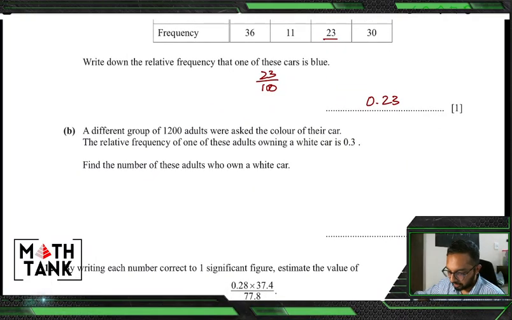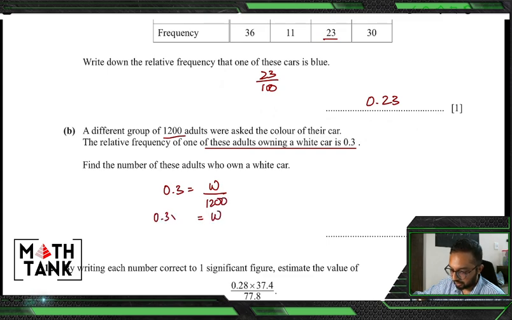A different group of 1200 adults, and I've changed the total, but it's going to remain in the same proportion. So the relative frequency of one of these adults owning a white car is 0.3. Find the number of adults. So I can say that 0.3 equals white over 1200. That's what the question is telling you. So white should be 0.3 into 1200, and that should be 360. 3 into 12 is 36, and then I adjust for the number of zeros. So that's 360.